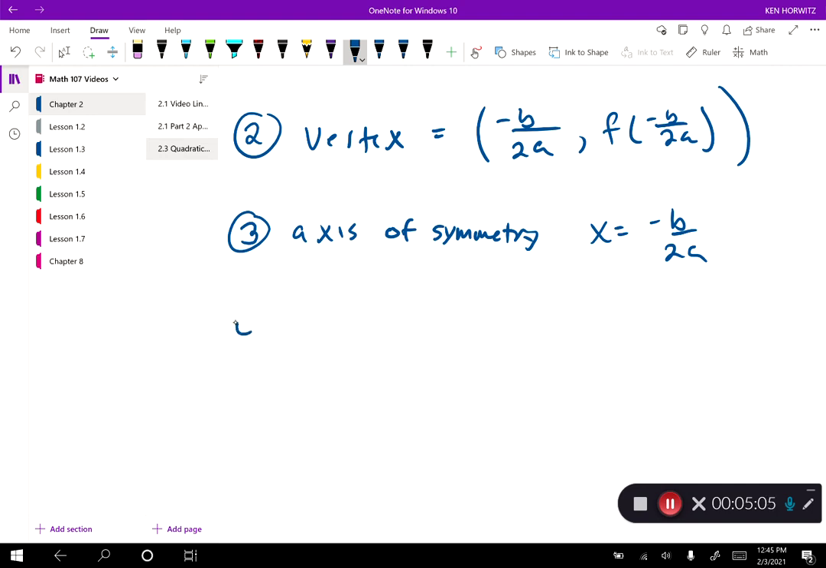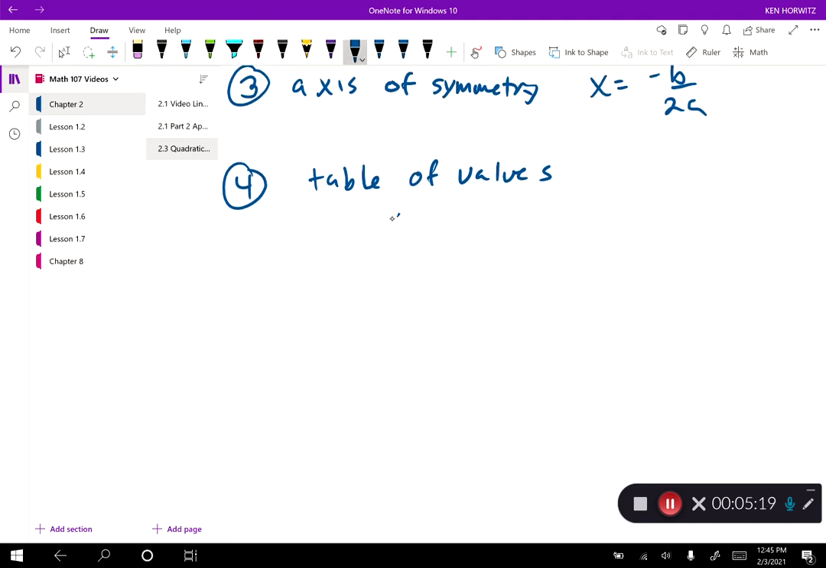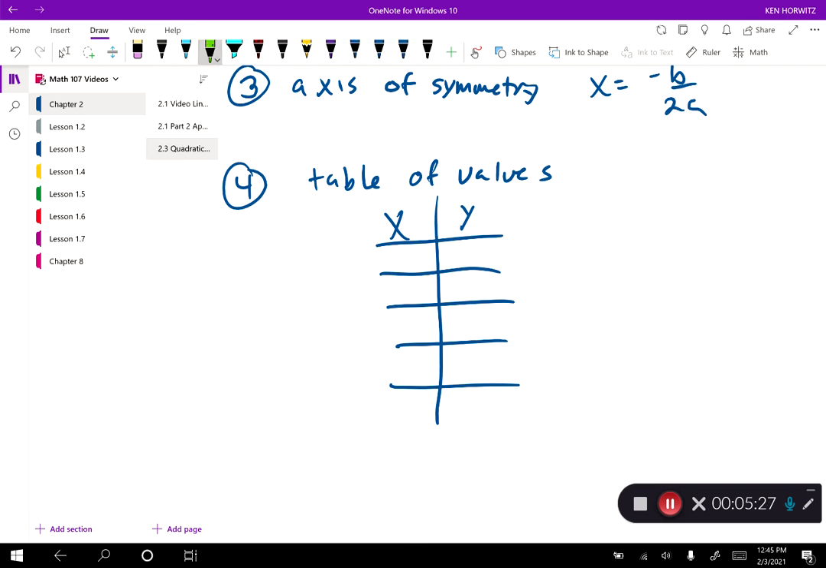All right, and the last thing we need to know before we start an example is we are going to make a table of values. Now, people always have trouble making this table of values, and I'm going to give you a hint as to how to make a better one. If you know your vertex, put that right in the center of your table of values. And then just get 1 or 2 points to the left, 1 or 2 points to the right of your vertex, and you will always get that U shape.